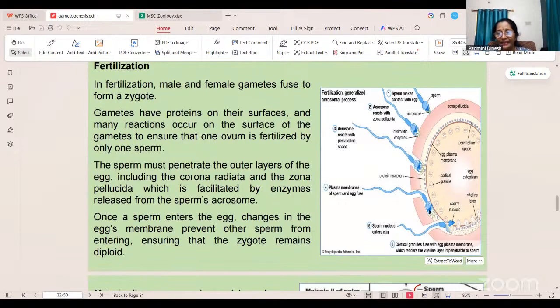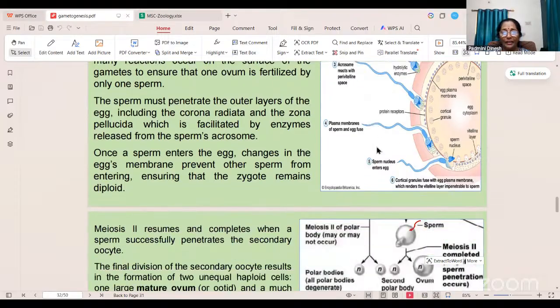And once inside, the zona pellucida is completely closed, and this is not going to allow the second sperm to enter inside. One egg, one sperm. No two sperms are going to enter inside this egg. And once this is incorporated, the cell will complete its meiosis 2. Once meiosis 2 has occurred, the sperm nucleus goes inside and the fertilization occurs.